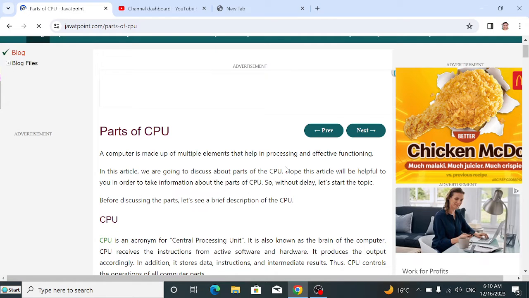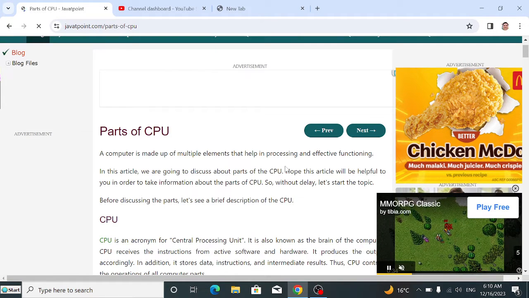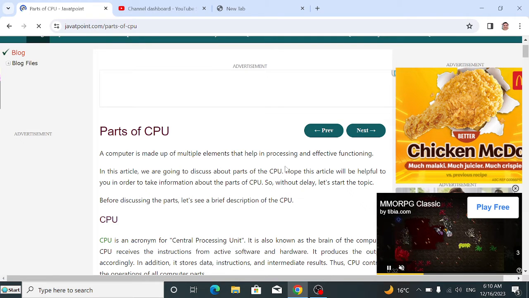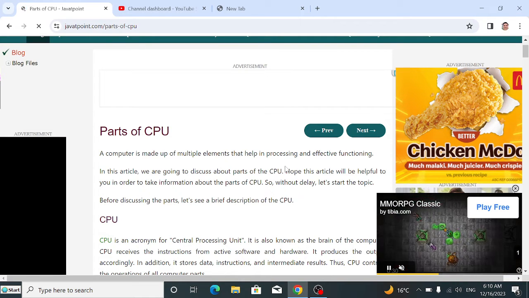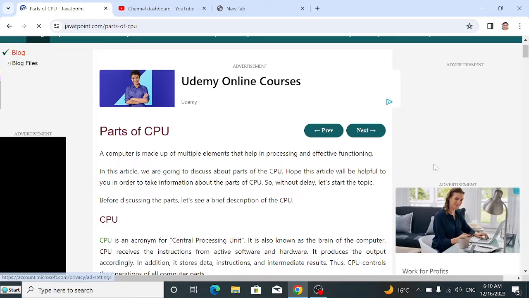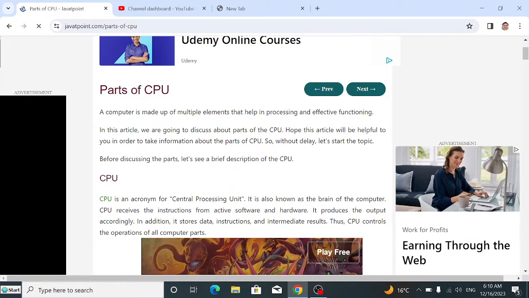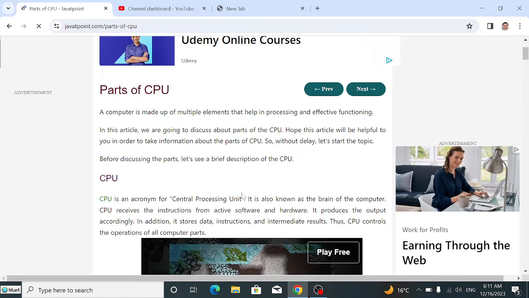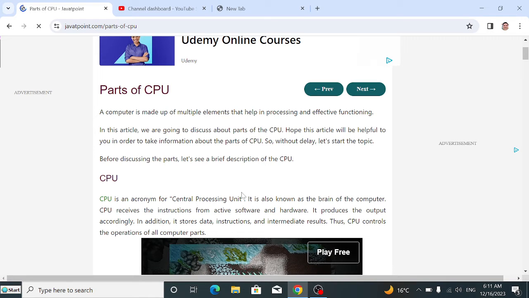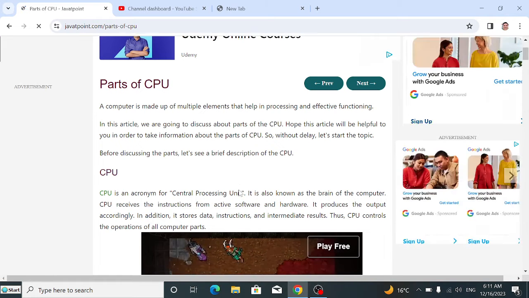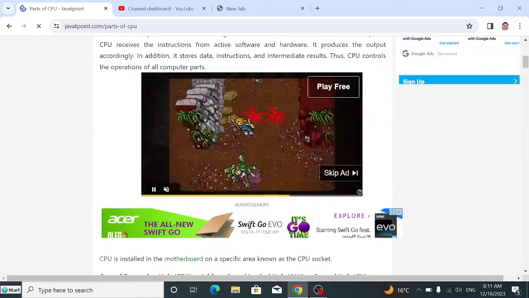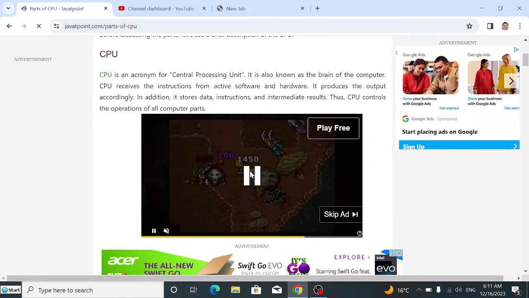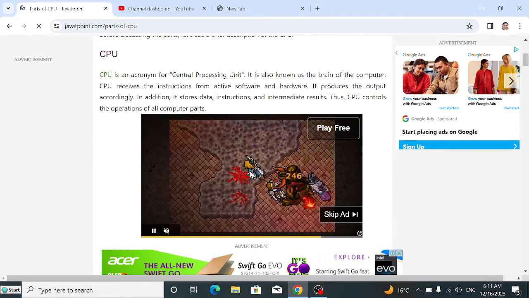So let's begin. I would like to acknowledge and thank javatpoint.com for providing us the content of our video for today. So, parts of CPU. A computer is made up of multiple elements that help in processing and effective functioning. So, we have here the first part of the CPU.